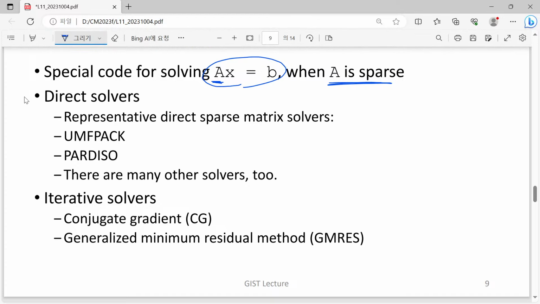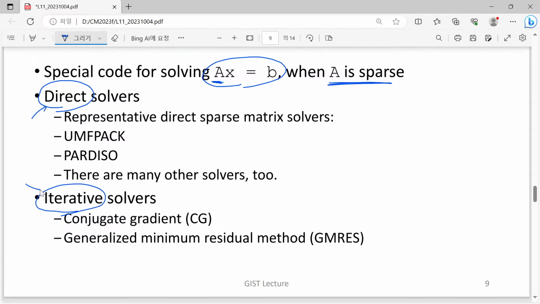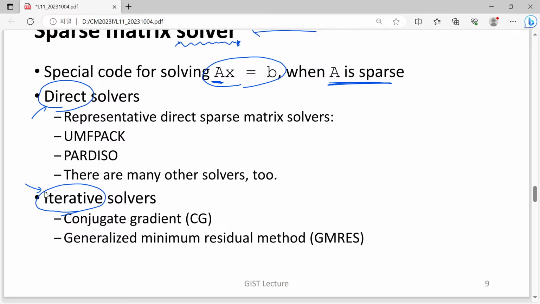There are two different types of matrix solvers. One of them is called direct solvers, and one of them is called iterative solvers. Direct solvers and iterative solvers are quite different in their operation, but if we are lucky, then both of them are quite reliable. So in many cases, you can just trust the calculated result, because you know which one is more reliable.